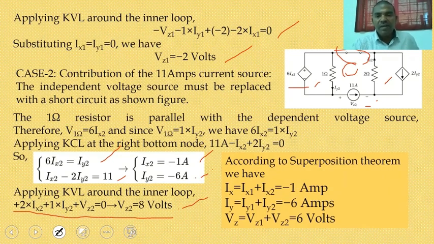8 volts. Then according to the superposition theorem, the overall response must be equal to the algebraic sum of the responses when one source is acting at a time. So Ix is equal to Ix1 plus Ix2, which finally gives 1 ampere. Iy is equal to Iy2 plus Iy1, which equals minus 6 amperes. And Vz is equal to Vz1 plus Vz2, and we get 6 volts. So this is a numerical example of the superposition theorem.